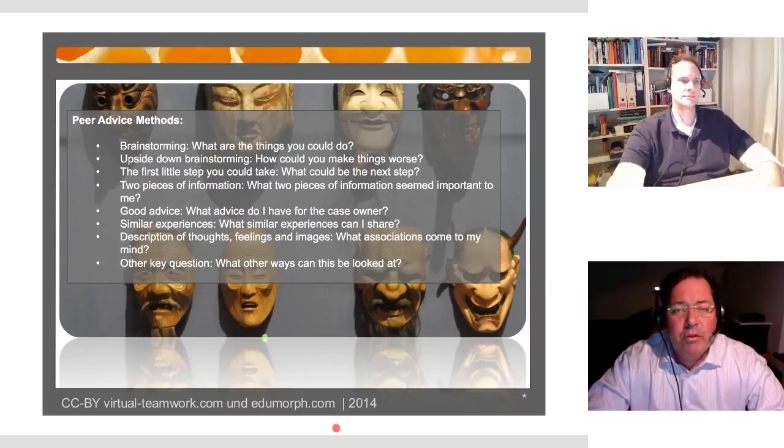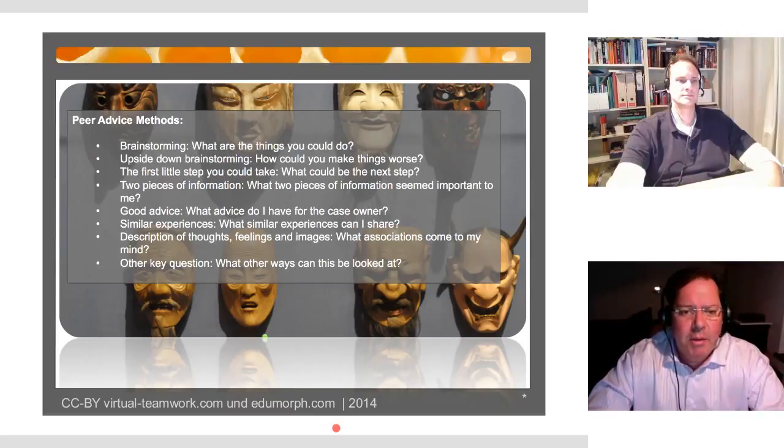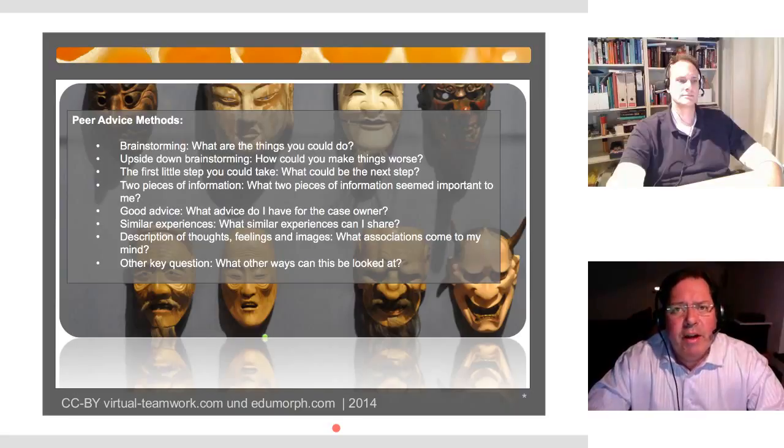Good advice. I think we're all familiar with good advice. That's pretty straightforward. If I were you, I would, and so forth. A pretty commonplace method. Similar experiences, talking about experiences that maybe fellow coaches or fellow peers have experienced, giving the case presenter some insight, giving them also the support, and then they feel that they're not alone in their dilemma. And it's interesting to find out how other people have resolved perhaps a similar dilemma.